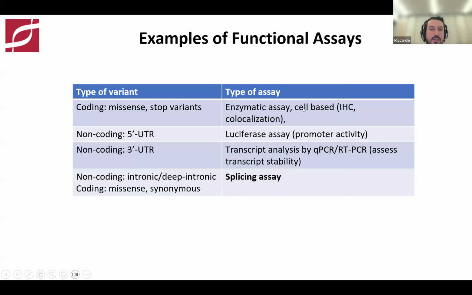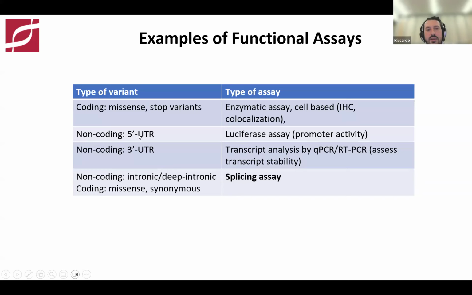Instead, if it falls in a gene that is a transmembrane protein or any other cytoplasmic protein, you can probably perform immunohistochemistry and try to see the localization of, let's say, the wild-type protein versus the protein with the missense mutation. But these, I confess, are very laborious types of functional assays, so they really are not so common.